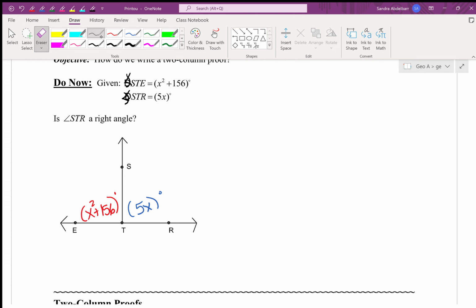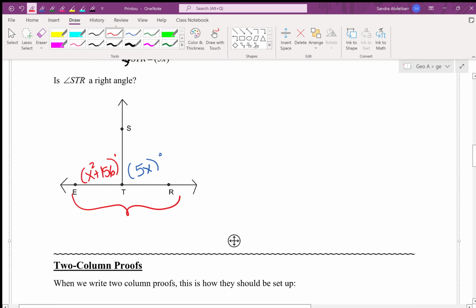Can I say that x squared plus 156 equals 5x? Can we assume that they're equal to each other? Good. A lot of people shaking their heads no. We cannot assume any of that, because can we assume congruent angles? No, we cannot assume congruent angles. What is the only thing we can assume? Straight angles. Do we all see that angle ETR is a straight angle? And we can assume that.